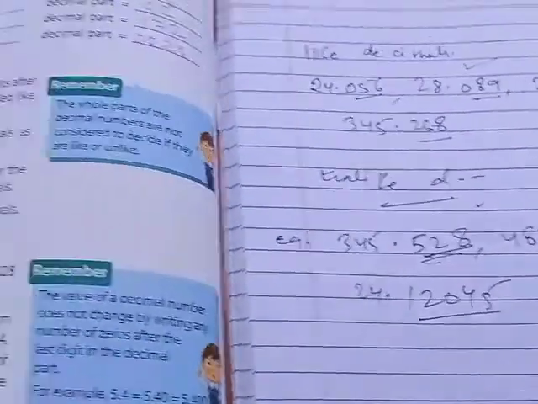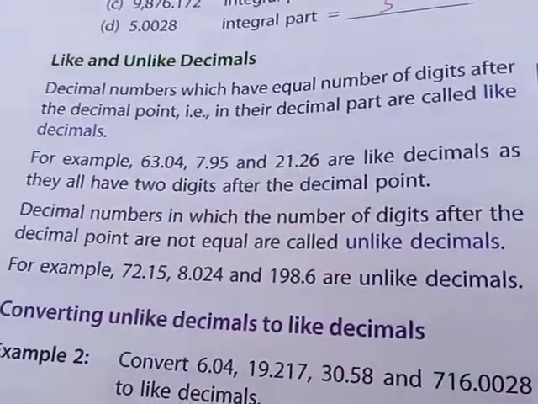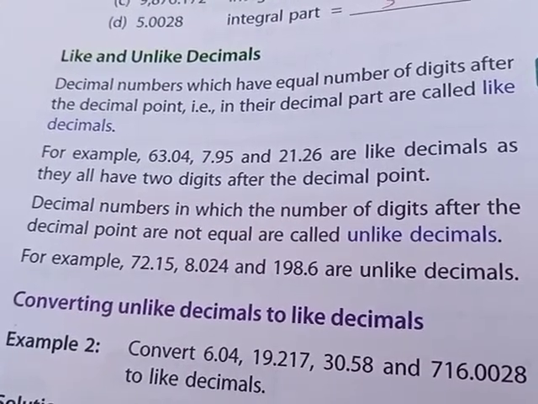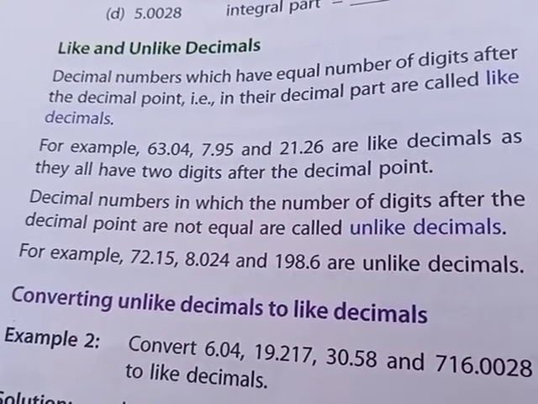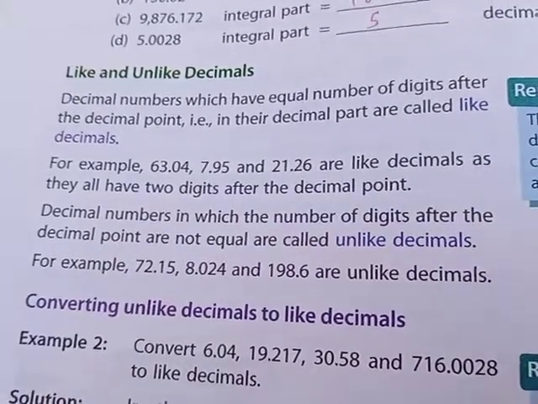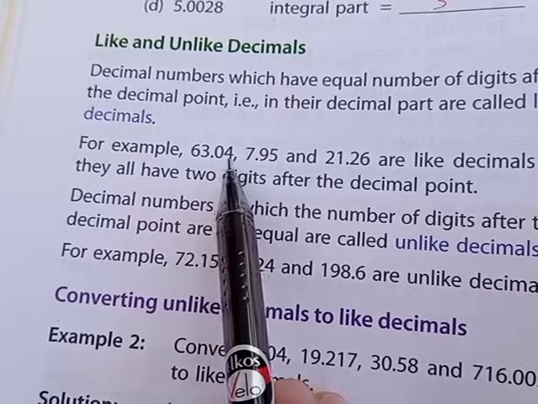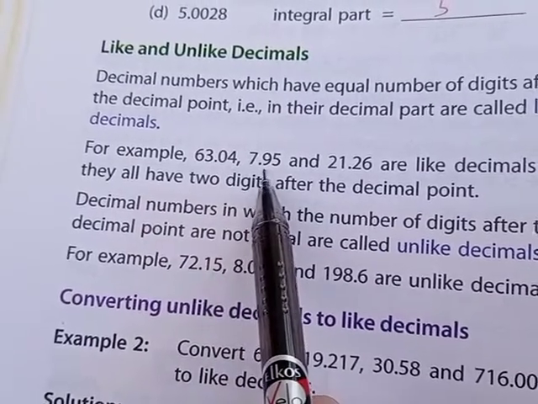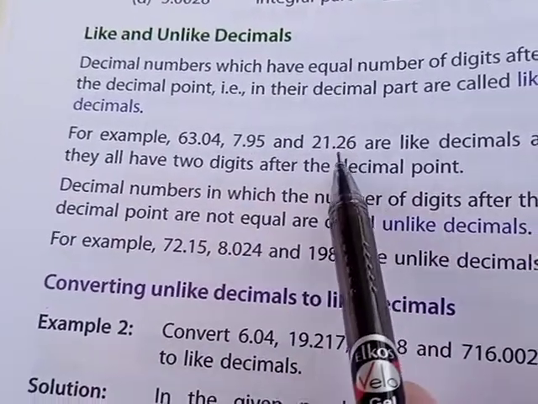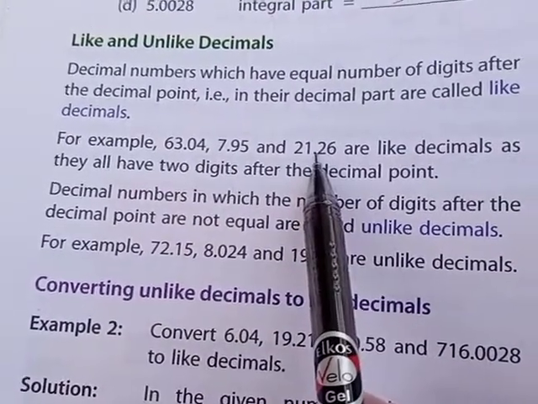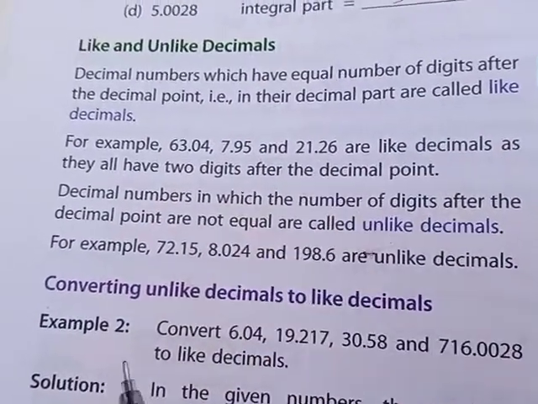Got it clear? So if you see in your textbook also, the definition of like decimals is given here: decimal numbers which have an equal number of digits after the decimal point. See the example, 63 is here. After 63 you have 04, that is 2 digits. After the decimal 95, also 2 digits. After the decimal 26, also 2 digits. All the places after the decimal have 2 digits. Therefore it is like decimals.